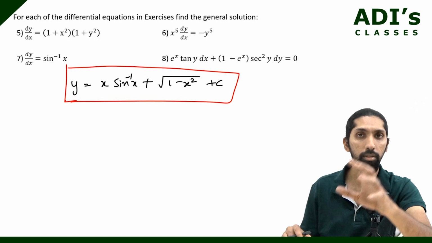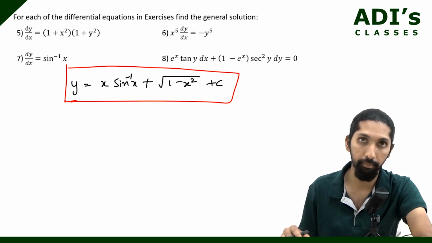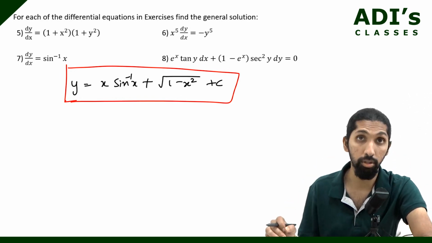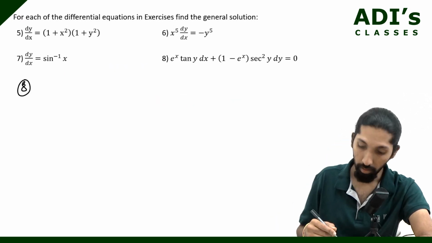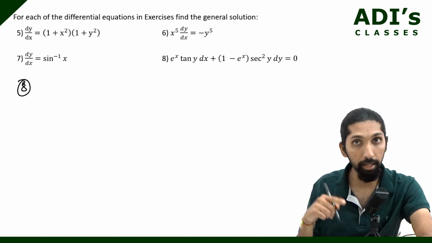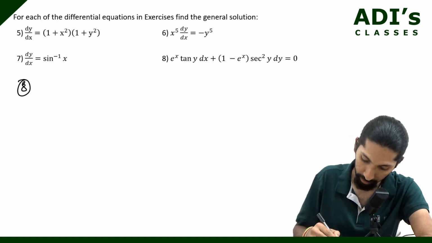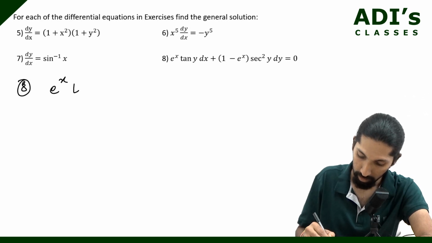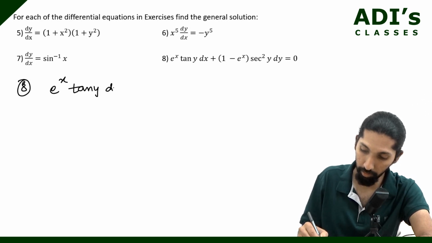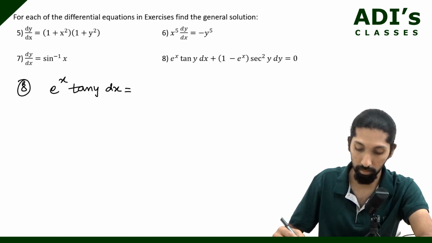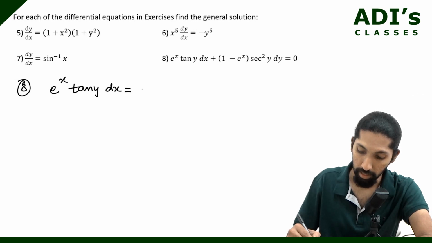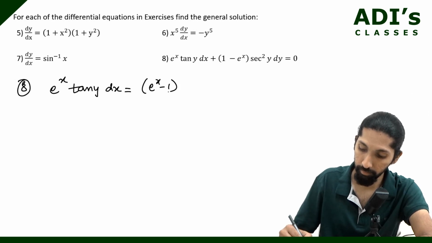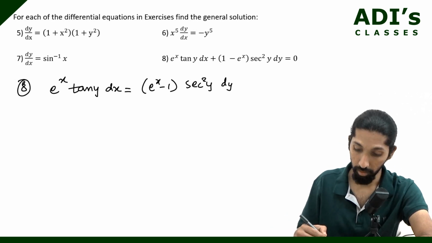Now we are going to solve the last one of this particular type. Alright, so let's do the 8th question now. See the 8th one. Now we take the dy to the RHS. We have e to the power of x tan y dx is equal to, guys, rather than taking 1 minus e power x, we can take it as e power x minus 1 secant square y dy. Yeah, split it.